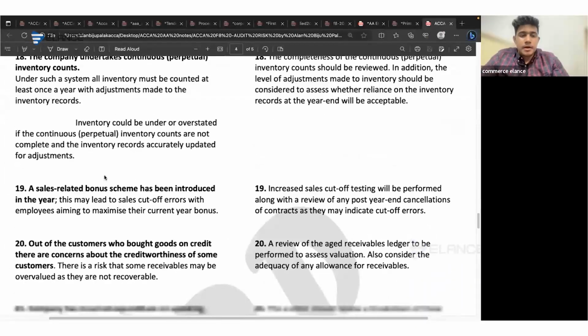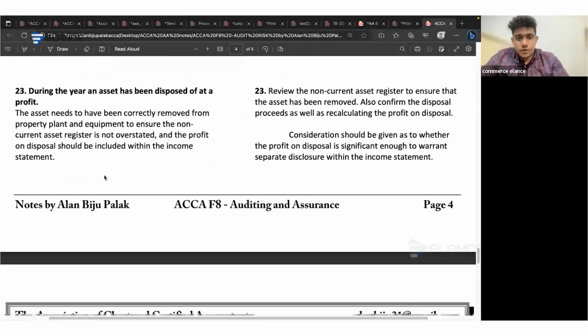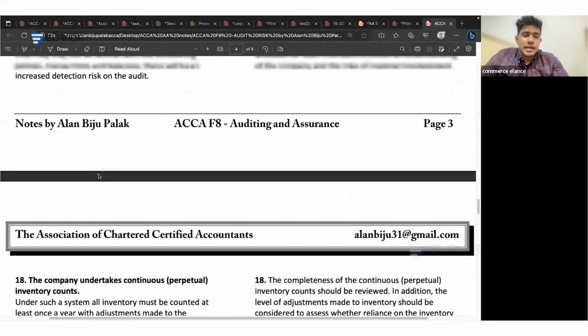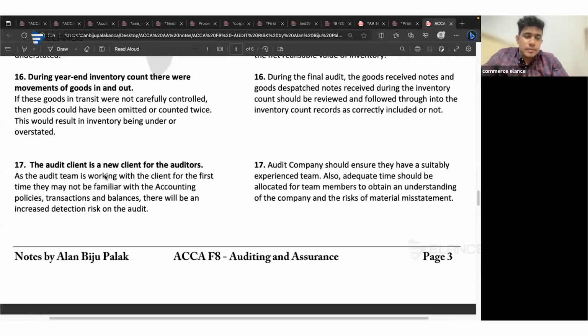Maybe consider that it's a new client for the audit firm. When it comes to a new client for the audit firm, definitely there are chances where the auditor will not be familiar with the client's accounting policies, transactions, and balances. Therefore, there can be a possibility of having detection risk on the audit.